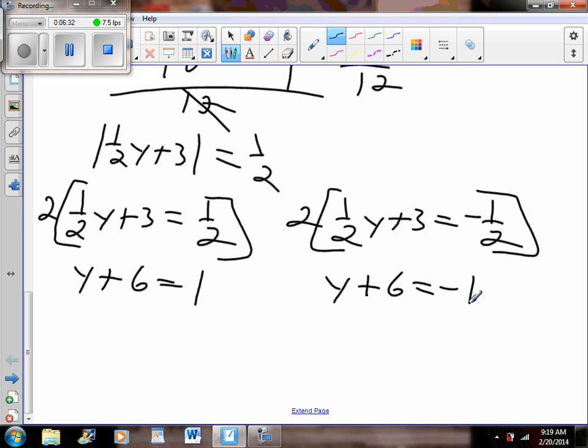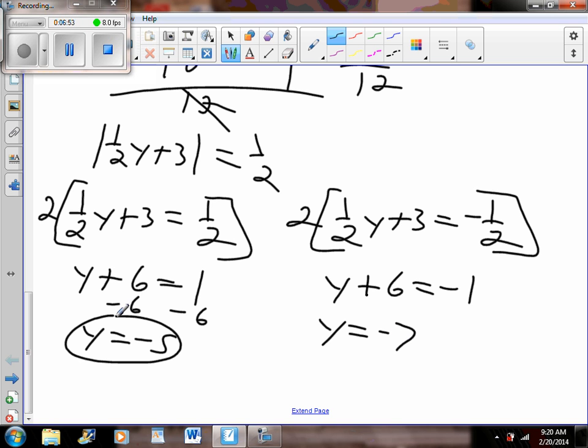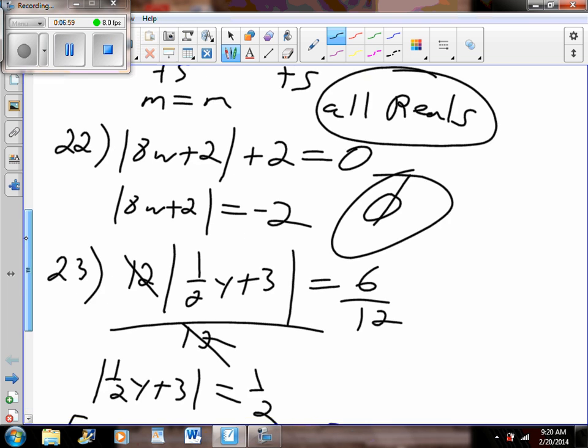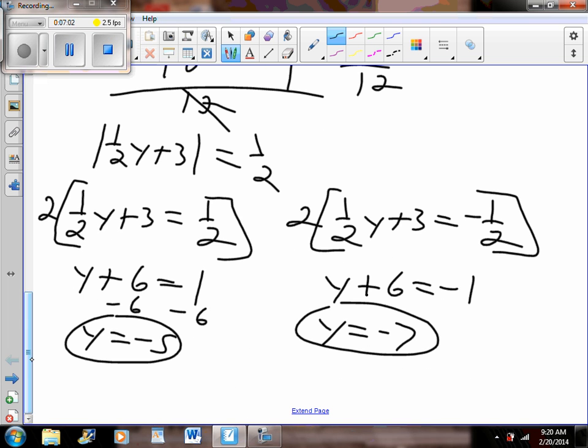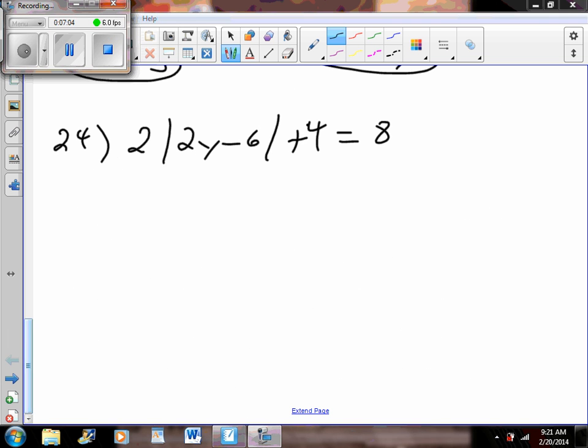Again, this is one of those I worked out. Just change the variable. Okay, subtract 6 from both sides, and this becomes y is equal to a negative 5. If I subtract 6 from both sides here, I got y equal to a negative 7. These are my answers, and you should check these back out, plug them back into your original problem, see if they work, and find if they did.